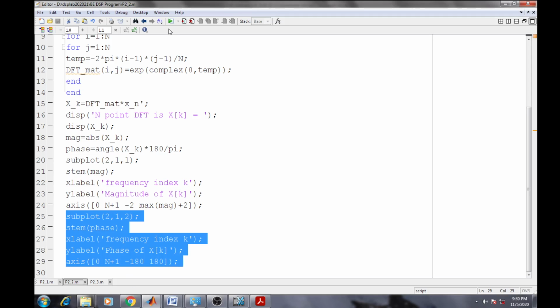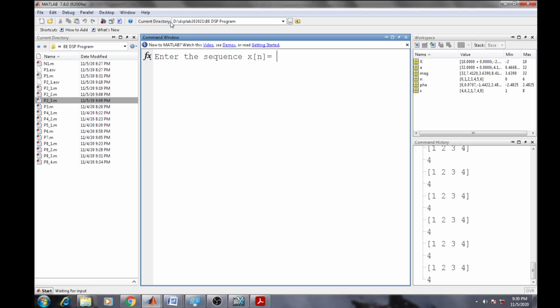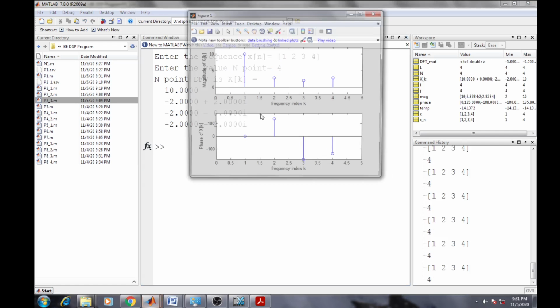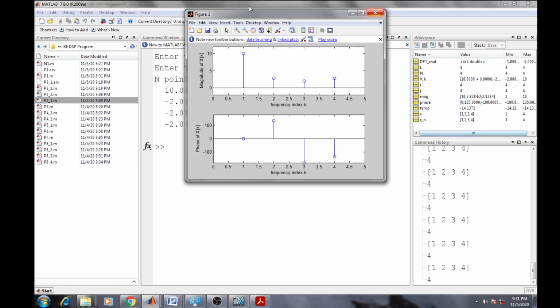I am now going to execute this. So once I execute, again it demands the same values. Now I pass 1 space 2 space 3 space 4, right? And here it is a 4-point sequence that I have to find. So for getting the FFT, I entered this x of n and the n value. Then you will get the FFT.